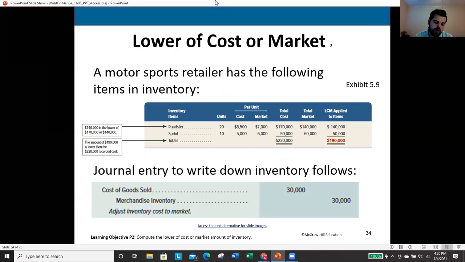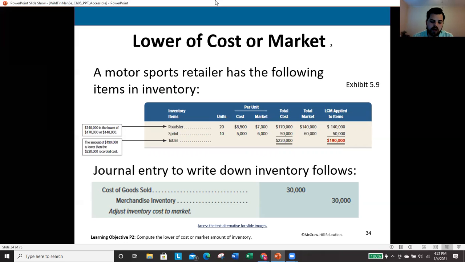We've got 20 units of Roadster and 10 units of Sprint. Notice the cost per unit for the Roadster is $8,500, while the market value is $7,000. So in this case, we'll simply take our 20 times 8,500 and our 20 times 7,000, come out to our two amounts, 170 and 140. Lower of cost or market applied on a per item basis, well, we decide for the Roadster to pull through the 140, because 140 is, of course, less than 170. We'll do the same thing for the Sprint. 10 times 5 and 10 times 6 gives us 50 and 60.